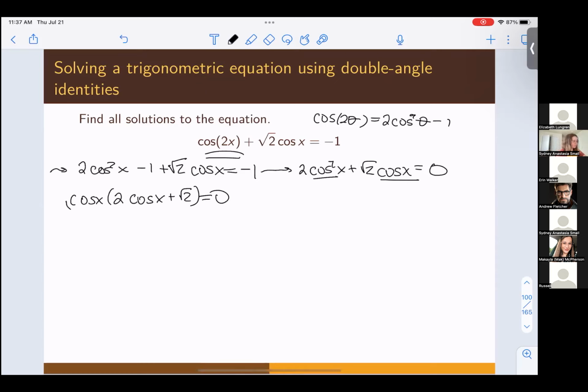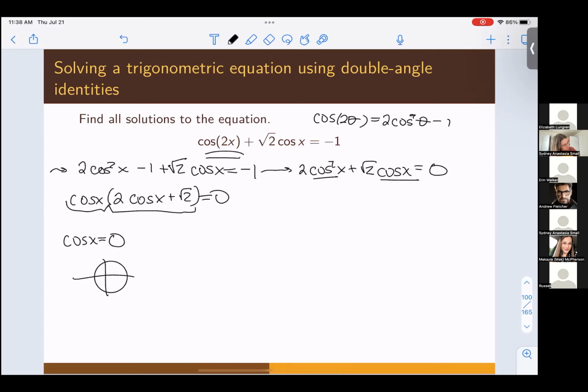I need to set this factor equal to 0 and set this factor equal to 0, and solve them individually. Setting the first factor equal to 0, I want to know where the cosine of x is equal to 0, i.e. I want to identify angles x whose x coordinate on the unit circle is 0.